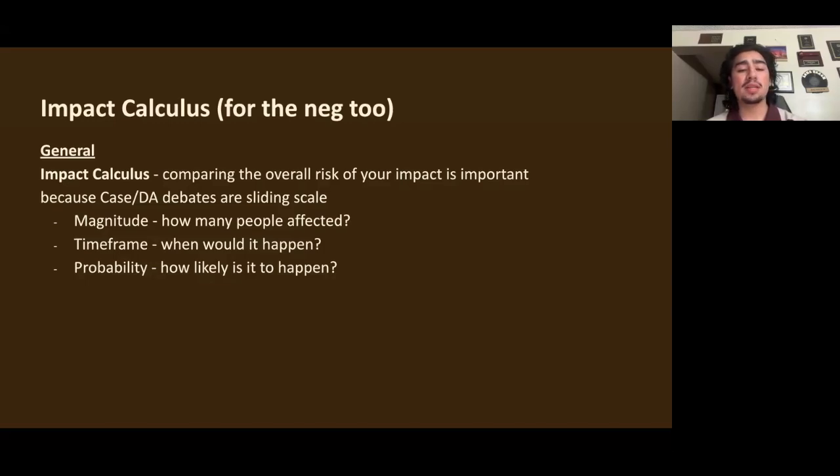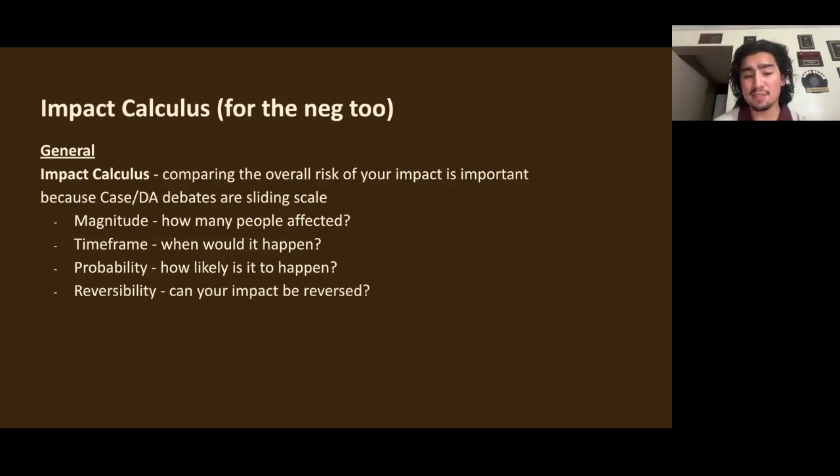Time frame, when would your impact happen? And again, climate change, nuclear war, debate it out. Which one has a faster time frame? Probability, how likely is it to happen, right? Reversibility, can your impact be reversed? Can the effects of a nuclear war be reversed? I don't know. Can the effects of climate change be reversed? Probably not, but we can mitigate it as much as we can.